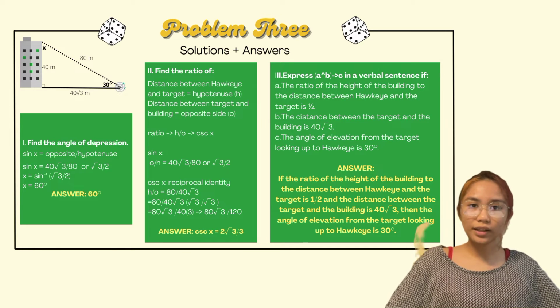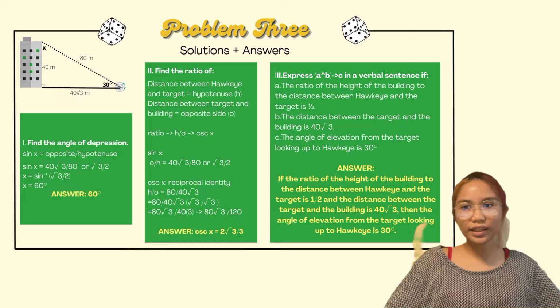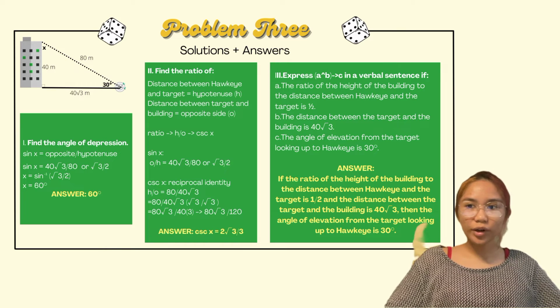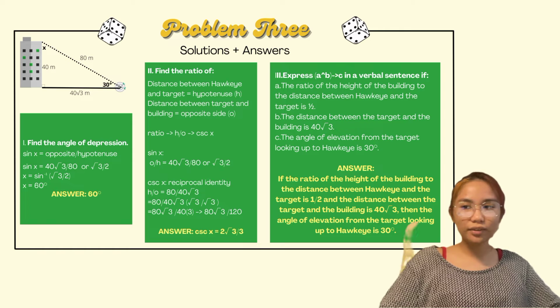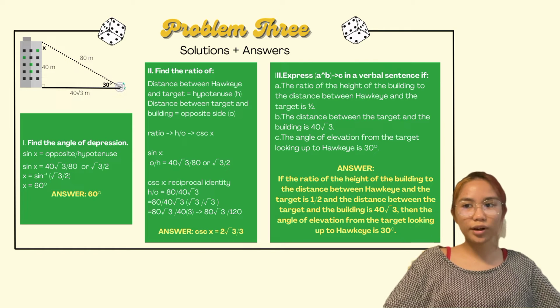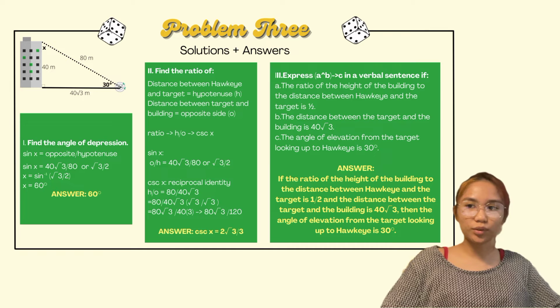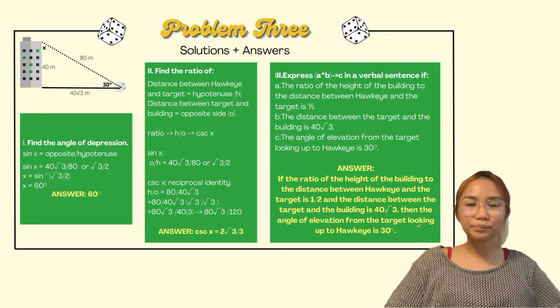using the reciprocal identity, we can get cosecant x is equal to 80 square root of 3 over 40 times 3, or 80 square root of 3 over 120. We get the lowest term, and we get 2 square root of 3 over 3. And therefore, we can say that cosecant x is equal to 2 square root of 3 over 3.